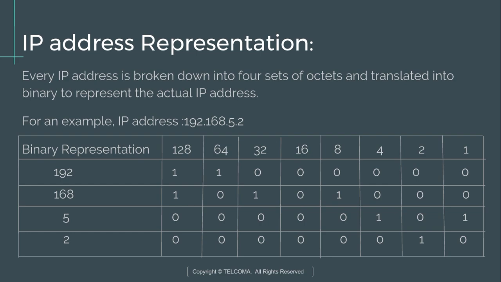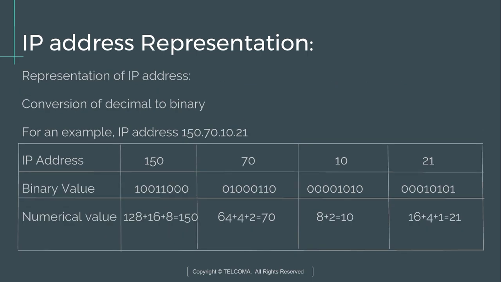Same as 2, the bit for 2 is set to 1 and the rest of the bits are set to 0. So this gives the binary representation of 2. So this is the binary representation of the IP address 192.168.5.2.